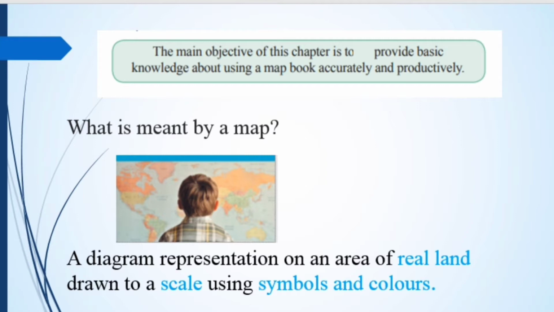First, we are going to look at what is meant by a map. What is meant by a map? A map means a diagrammatic representation of an area of real land drawn to a scale using symbols and colors.